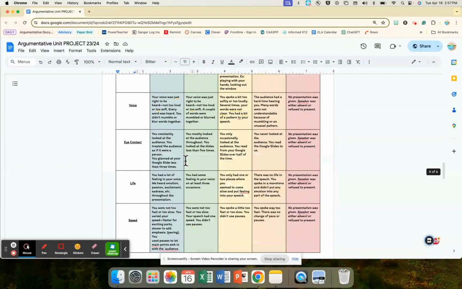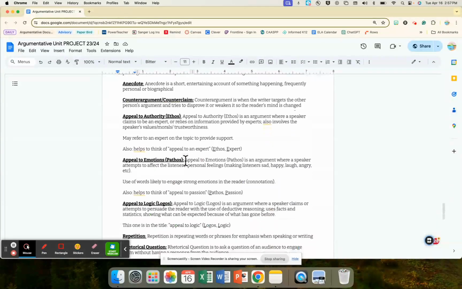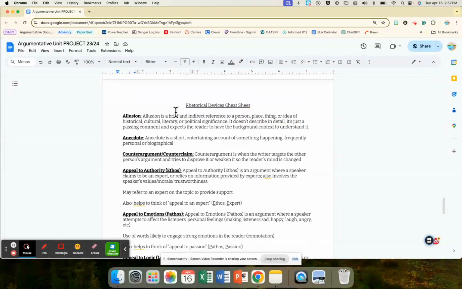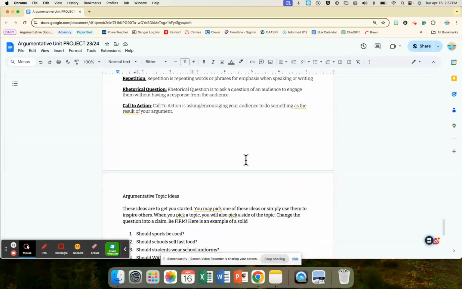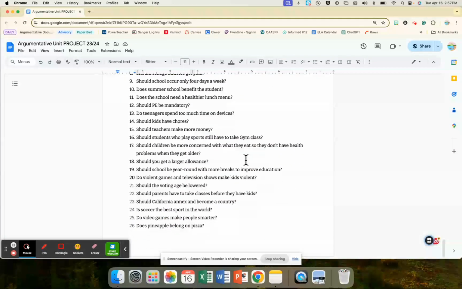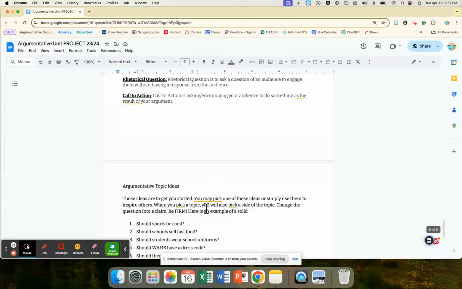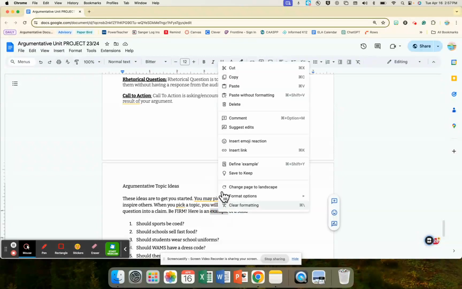So we're going through this here. Here's all your rubrics and whatnot. It's all in one place, which is kind of cool. Rhetorical devices cheat sheet, which you'll need, because whenever you're making an argument, you have to sell your audience, right? You have to get them to side with you. Oh, where did I put it? Oh, I forgot to link it here.